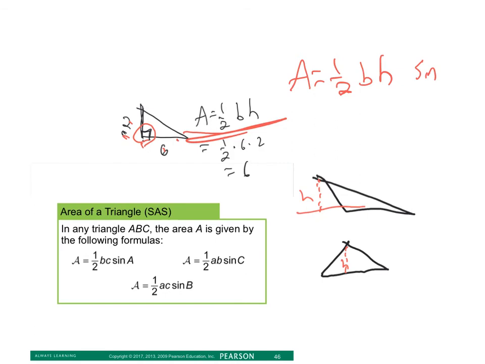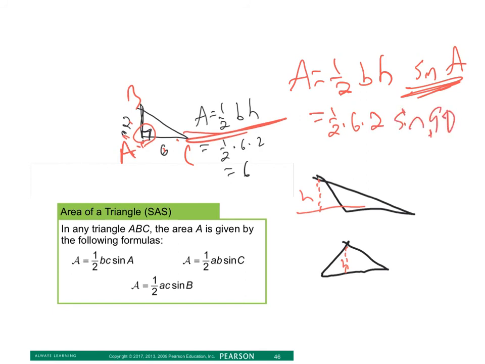Sine of that angle, I'll call it in this case A, if it's in between this B and C. Well, in a right triangle, that turns out to be 1/2 times 6 times 2 times sine of 90. Sine of 90 is 1. It doesn't really affect anything. That could be why your geometry teacher did not teach you this formula, because it was irrelevant. The answer was still 6.